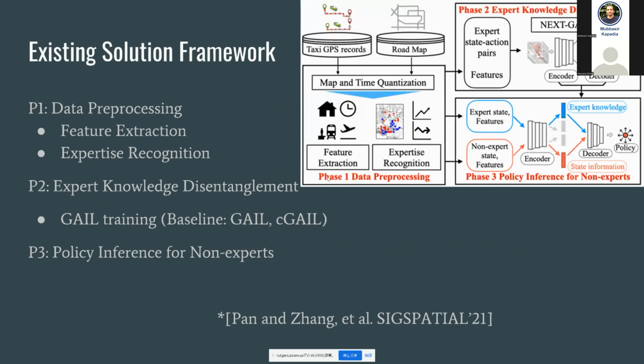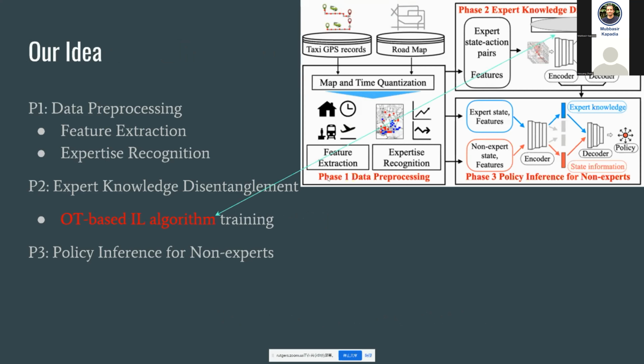Okay, and there is an existing solution framework. They divide the whole framework into 3 phases. The first is data processing. The second is expert knowledge disentanglement, and the third phase is policy inference from non-experts. And the modeling part is mainly in phase 2 and phase 3. In our project, we want to try a new algorithm in phase 2 and phase 3: instead of GAIL-based methods, we want to try OT-based methods.